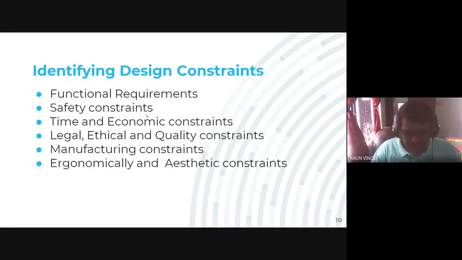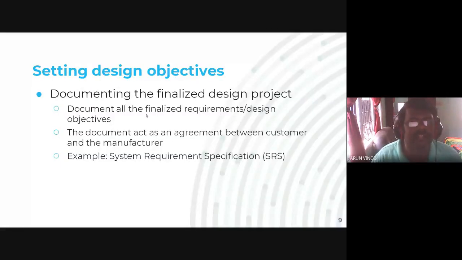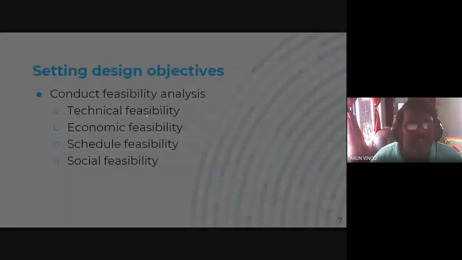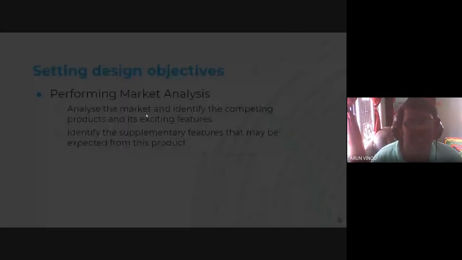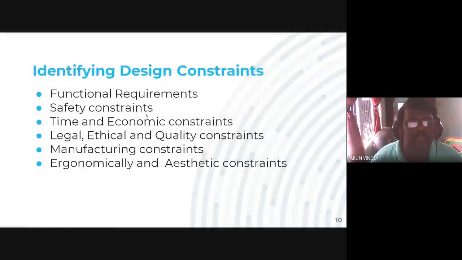Fine. So what we have discussed so far are the design objectives and the customer requirements, and how to identify the customer requirements. Now we are going to discuss the design constraints. What are the things which are stopping the design? That is what is called design constraints.